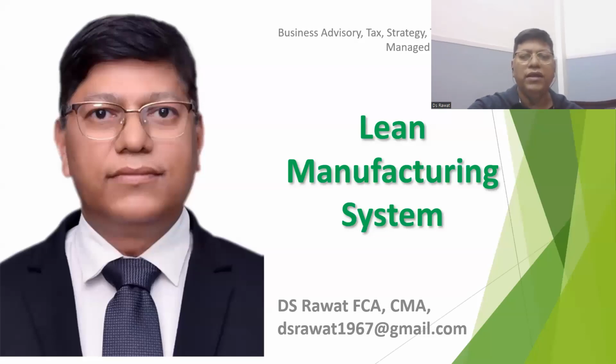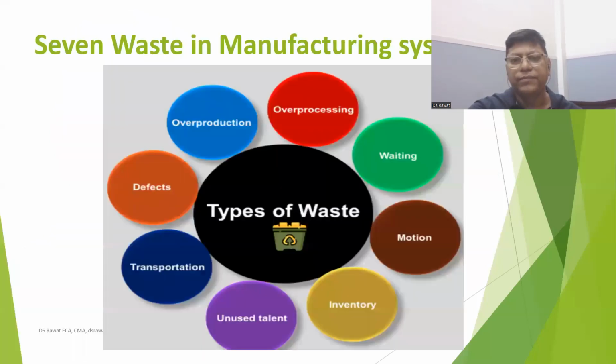Now we move to lean manufacturing systems. Here, we are talking about the waste which needs to be eliminated from the system. We can think of an example. Suppose the price of a product is 100 rupees and the cost of manufacturing is 90 rupees. Then the profit is 10 rupees.